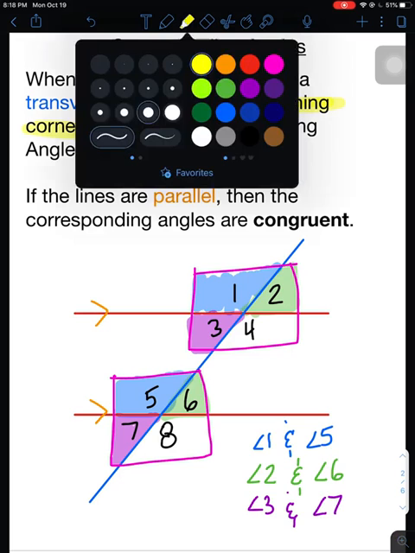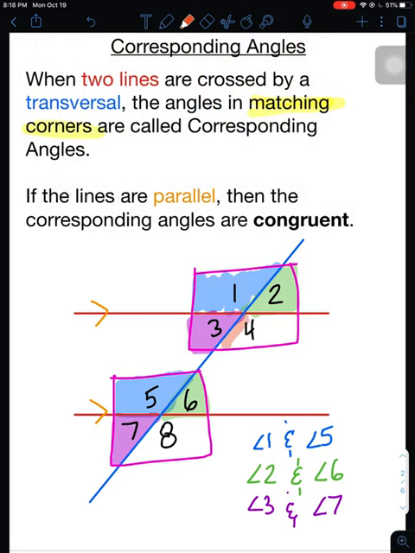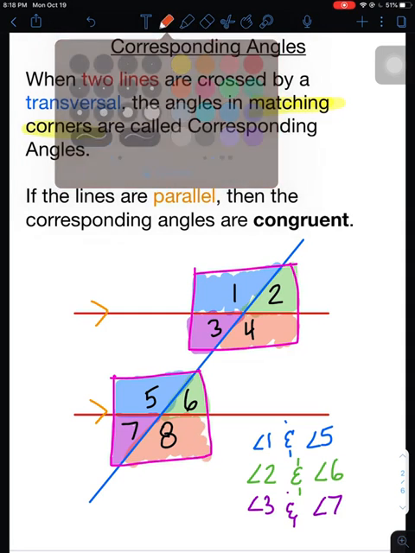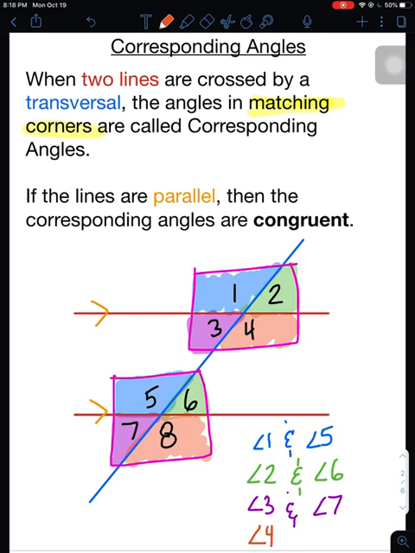And now lastly, let's use this orange. Angle 4 matches, its corner matches with angle 8. That means that those are corresponding. So angle 4 and angle 8. See, we're just matching corners here. Think of it as two groups and you're just matching corners.